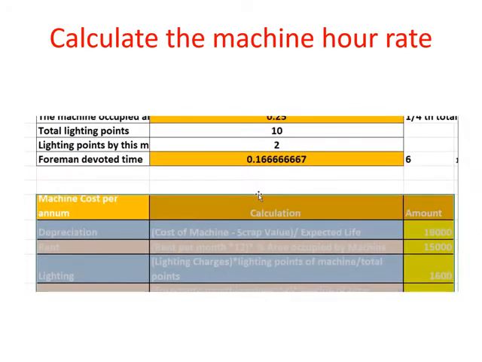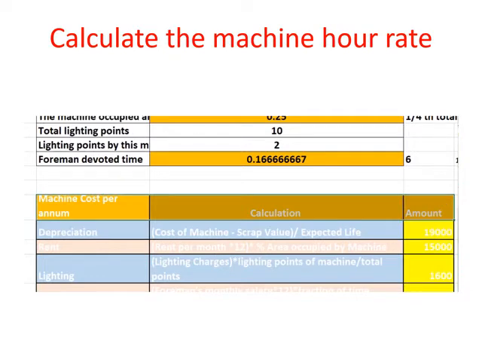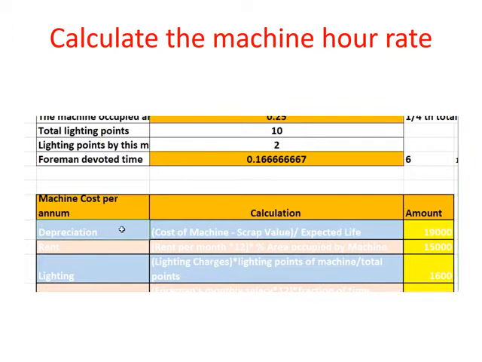I will show it one by one. So this is the column heading that you have. You will have 3 columns: machine cost per annum, calculation, and amount. So what are the particulars? First particular is depreciation. How to calculate depreciation?